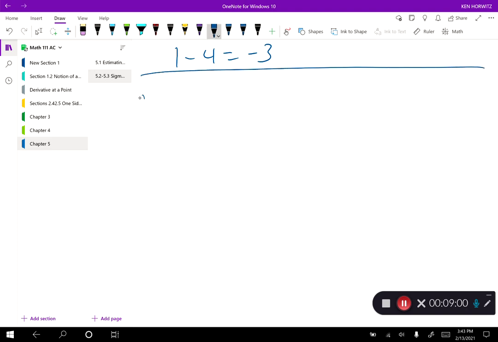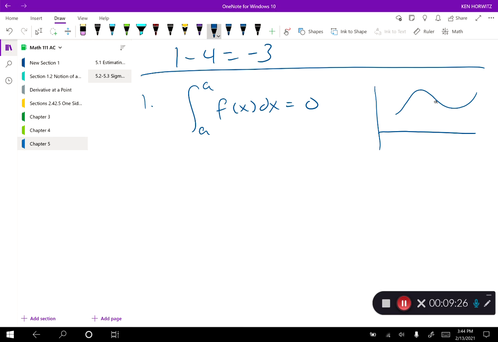Now, the first property says, if I'm integrating and I have the same lower and upper bound, my answer is going to be 0. It doesn't matter what the function is. Function could be anything. Could be trig, could be logs. If my lower and upper bound are the same, and we can illustrate this by making a small graph, here is my function. There's my lower and upper bound. So the area in between those two things, most obviously, is 0.